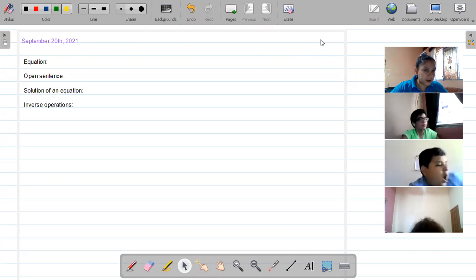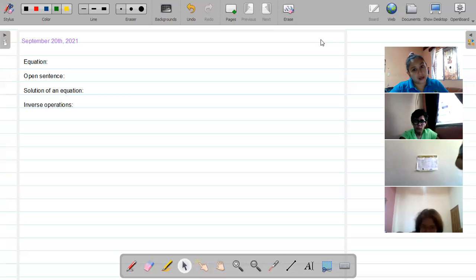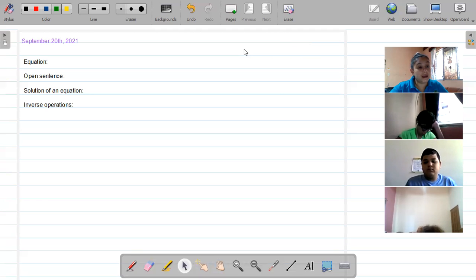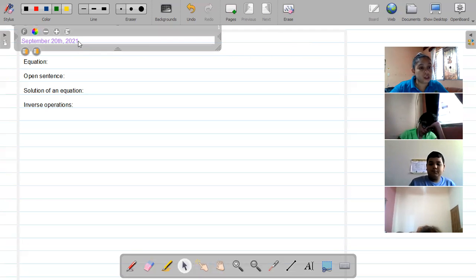Before we start solving any practical exercises, we are going to define some words as usual, so we can have that theoretical part, and with that, we will be able to solve exercises. Okay, the first one that we're going to be defining is the word equation.